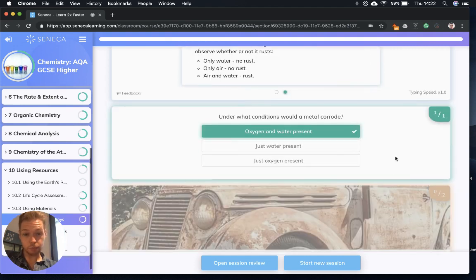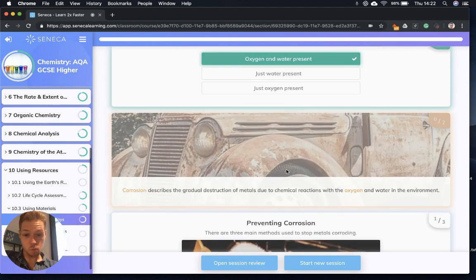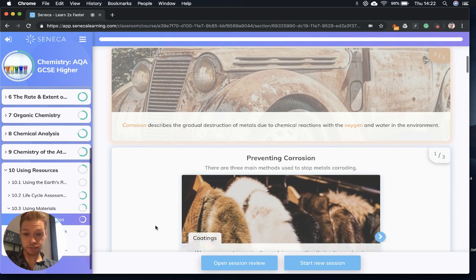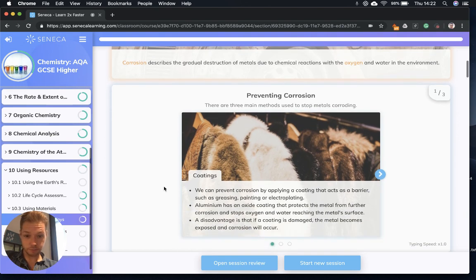Okay, so remember that. We need 2 conditions to make a metal corrode: oxygen and water. And let's go over that definition of corrosion again. It describes the gradual destruction of metals due to chemical reactions with the oxygen and water in the environment. Okay, so corrosion, gradual destruction. So how can we prevent corrosion?